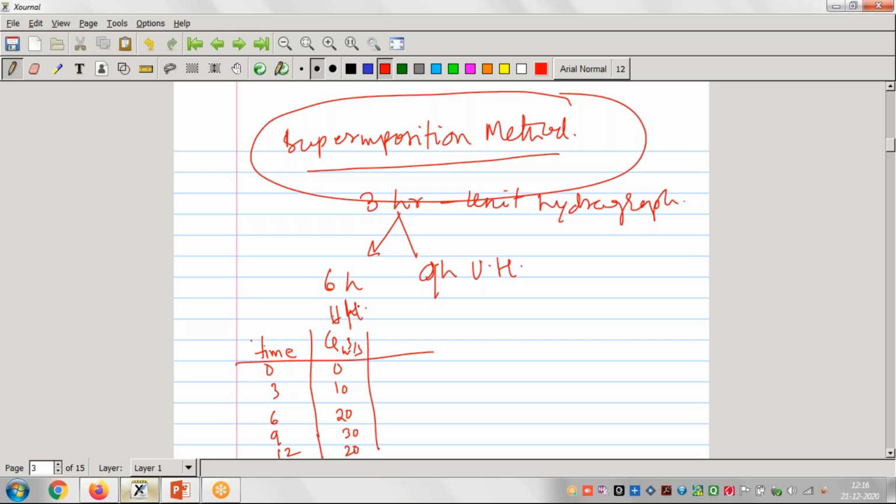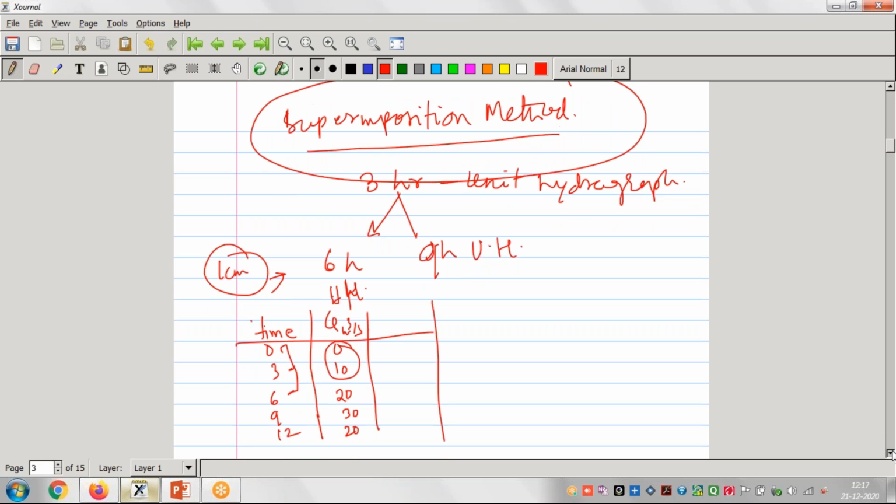Now this is a 3 hour unit hydrograph. It means that after every 3 hours we are measuring the discharge, and the rainfall is 1 centimeter, but we have to prepare for the 6 hour. So what does preparing the 6 hour mean?